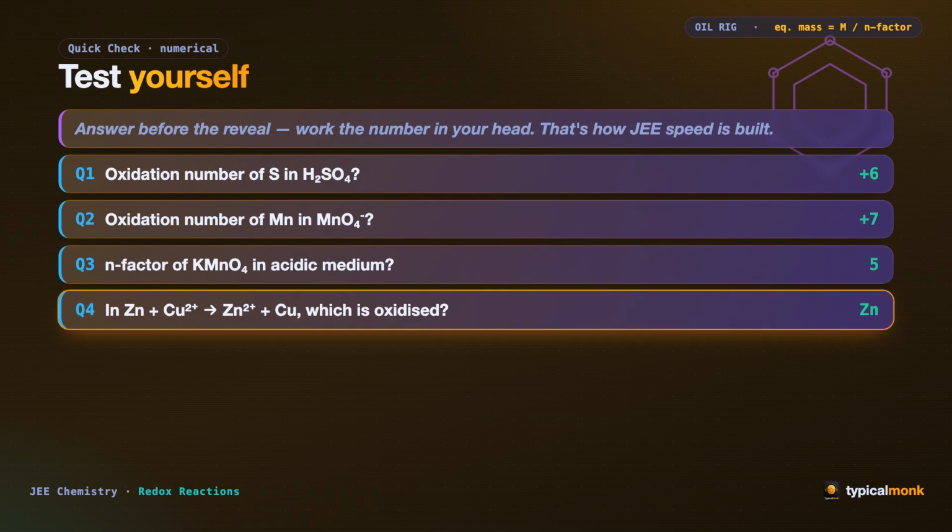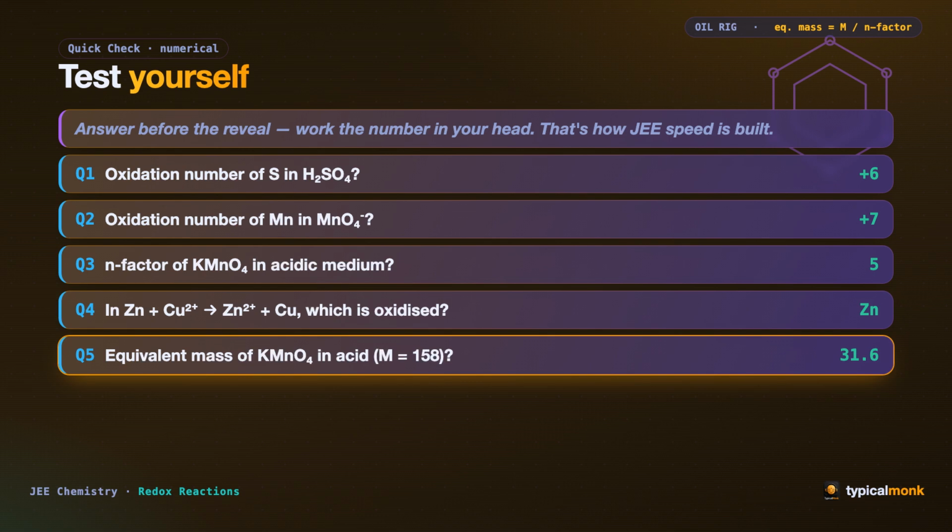5. Question 4. In zinc plus the copper ion, which one is oxidized? Zinc. And question 5. The equivalent mass of potassium permanganate in acid with a molar mass of 158 over 5, 31.6.